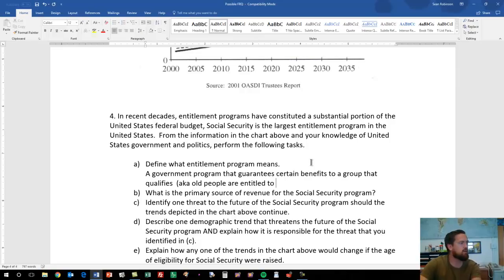Okay. Old people and Social Security are an example. A government program that guarantees certain benefits to a group that qualifies.